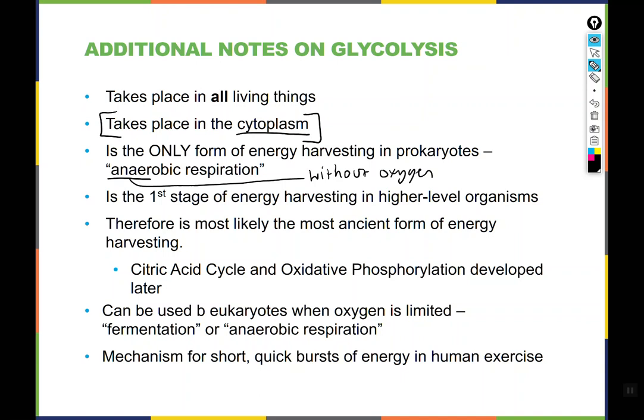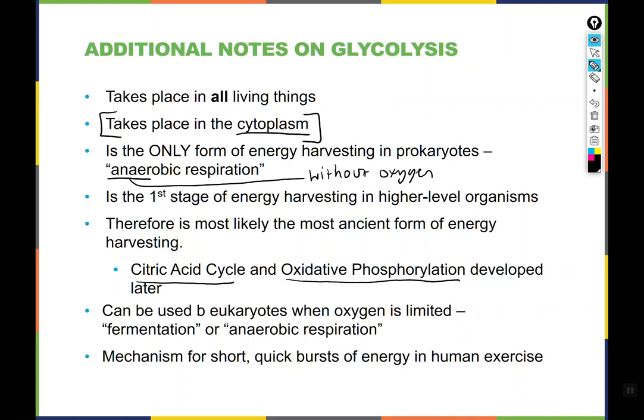It's the first stage of energy harvesting in higher level organisms, and then the reduced electron carriers are passed along to further steps in organisms that contain mitochondria, and they get sent to first the citric acid cycle and then later oxidative phosphorylation due to the electron transport chain.